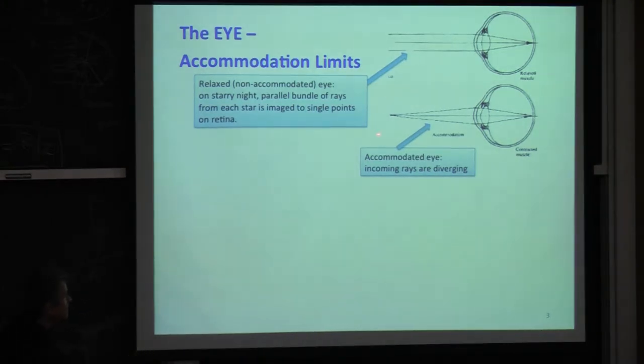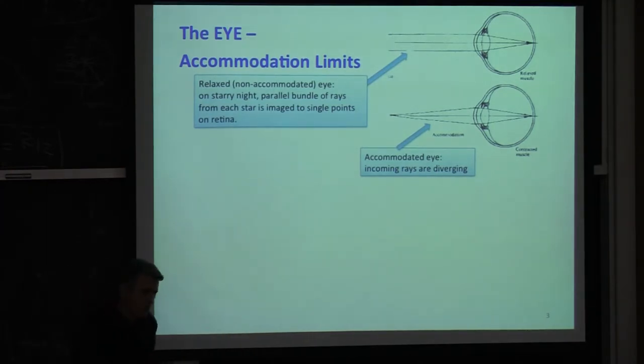And if we want to see something close, if I move an object closer, then I have diverging rays. And if I didn't correct my eye, where would the diverging rays focus? They would focus over here somewhere, right? So what I need to do is make the focal length shorter, make the lens stronger. I need to make it thicker in the middle so that I can image here. And so I can bring this closer and closer until the muscles and the lens can't react anymore, and that's called the near point.